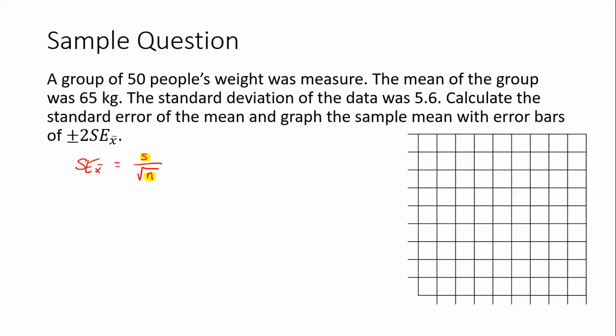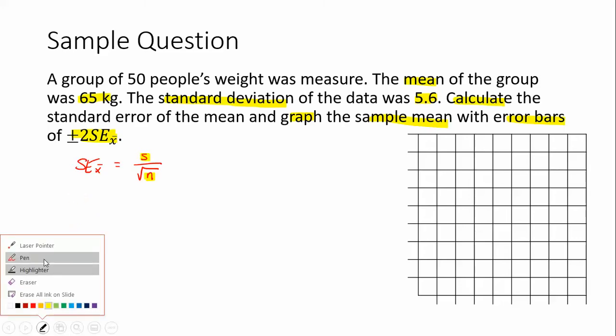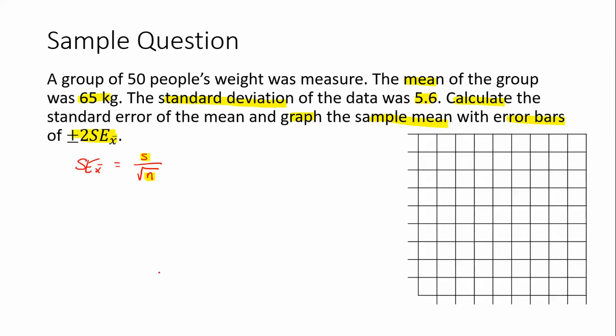So we've got a group of 50 people and measured their weight. The mean of the group was 65 kilograms. The standard deviation of the data was 5.6. We want to calculate the standard error, so we're going to do some math. And we want to graph the sample mean with error bars of plus or minus 2 SEM. I have seen multiple free response questions where you did have to do the graphing of error bars, so that's why I'm making sure that we go over this here.